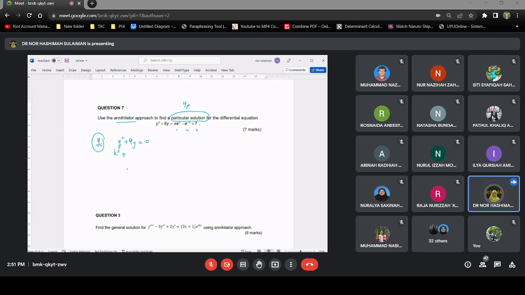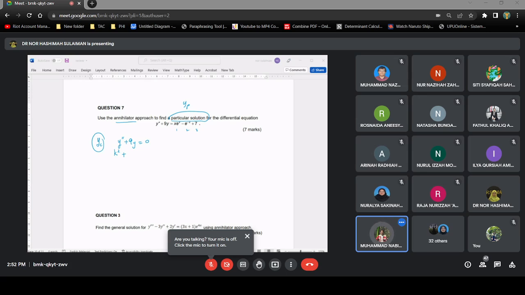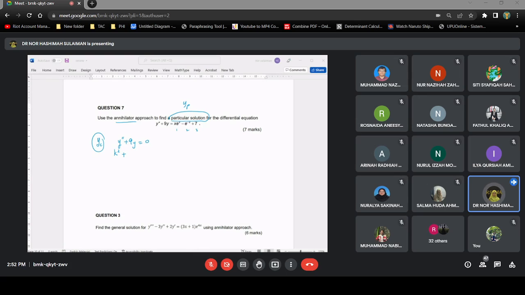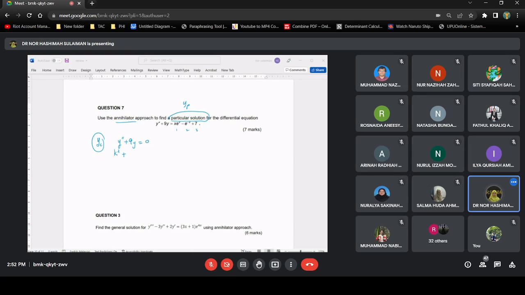Alright. So you have y double prime plus 9y, let it equal to 0, and the corresponding characteristic equation is k squared plus berapa? Plus 9k ke plus 9? Siapa nak cuba? Amira Farisha. Okay, what is the characteristic equation Amira?